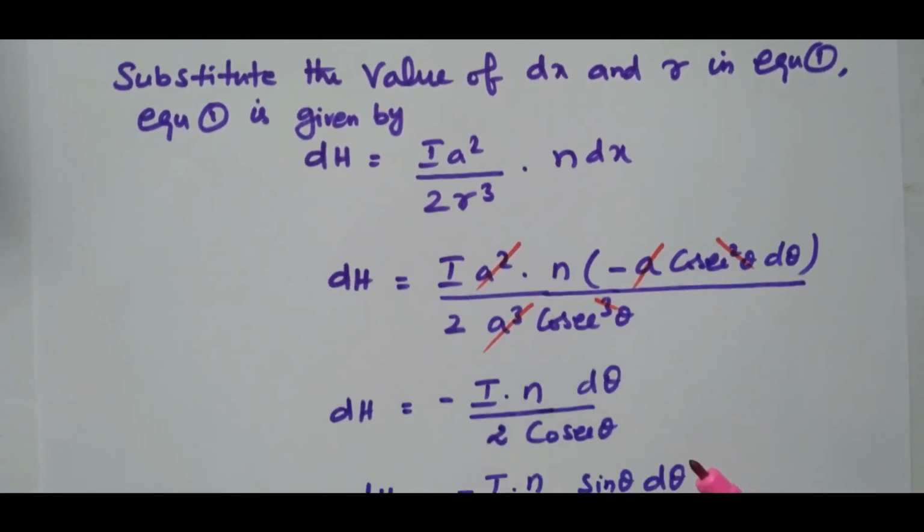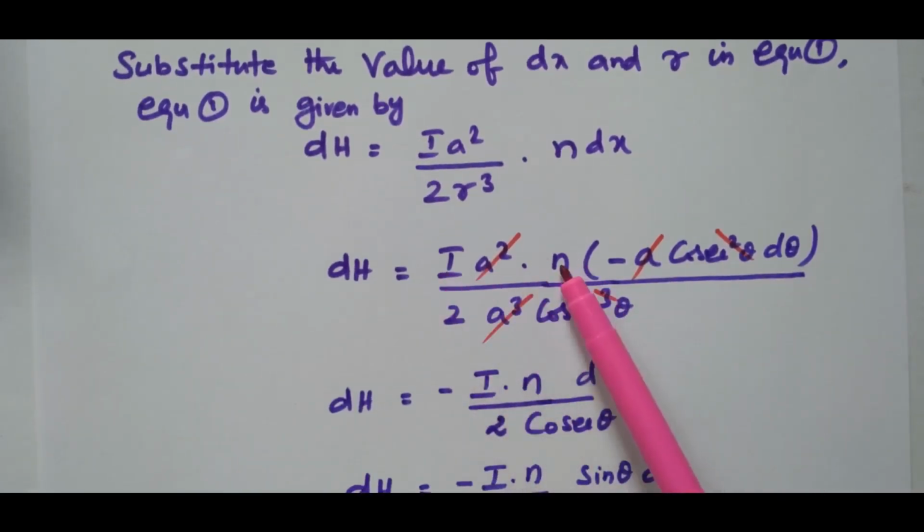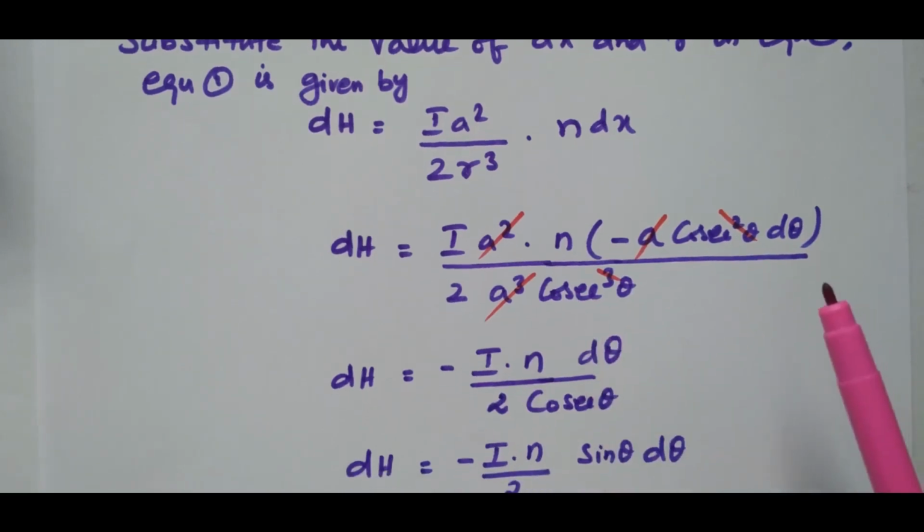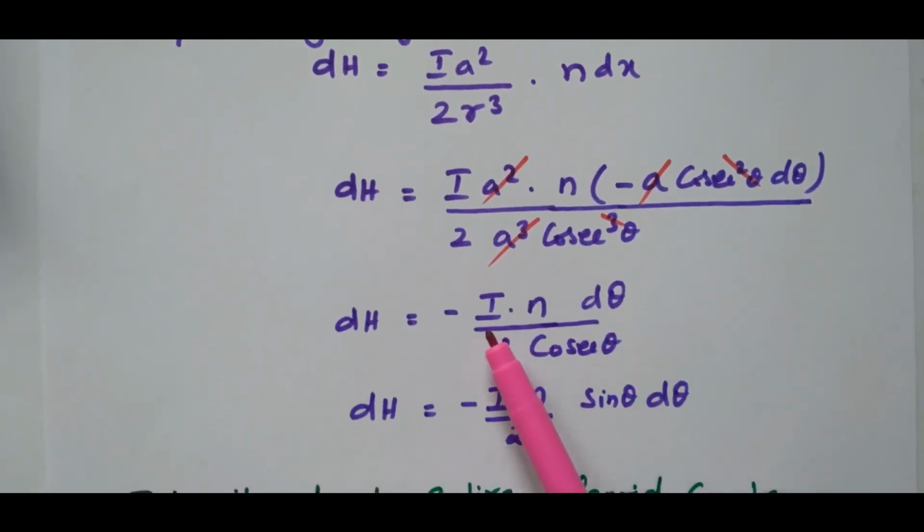So finally what we have? I into n into d theta divided by 2 into cosecant theta. One cosecant theta is available here, right? So minus also there, minus in d theta divided by 2 cosecant theta. So 1 divided by cosecant theta is written as sin theta d theta, right? So dH equal to minus I into n divided by 2 sin theta d theta. So this is due to only a small segment.